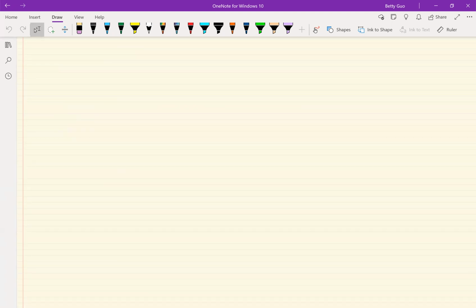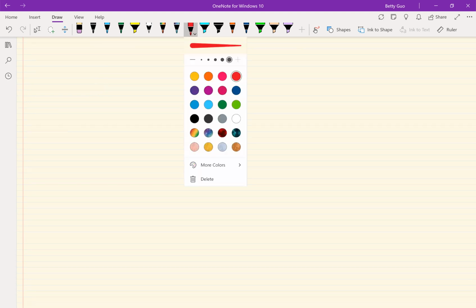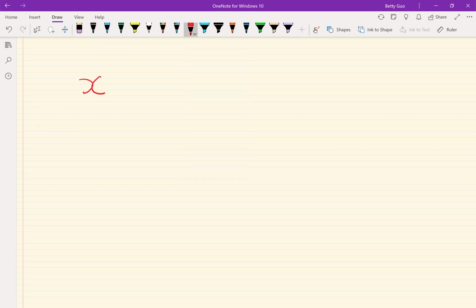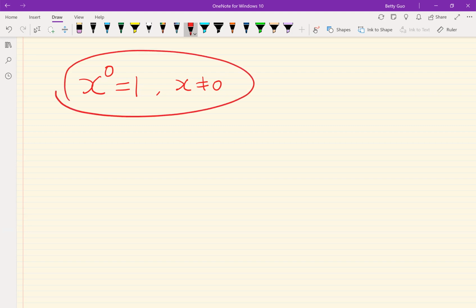Formula number 7 on the board. It is x to the power of 0 is 1 for any given x non-zero. This actually is a definition. We can call this formula the zero exponent formula.